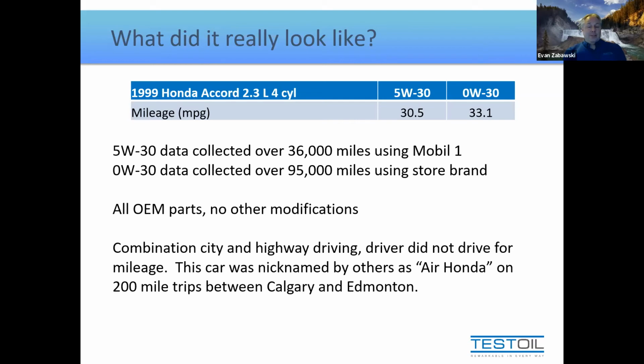Then I did it over the next bunch of years until finally the vehicle was written off in an accident, but it had about 95,000 more miles on it at that time. I added up all those receipts, divided by the mileage, and that gave me that number. And that was using a 0W-30. And the funny thing was, it was actually a semi-synthetic 0W-30.